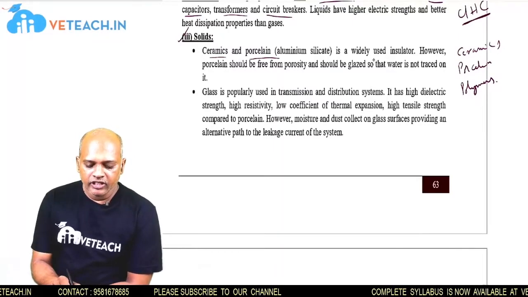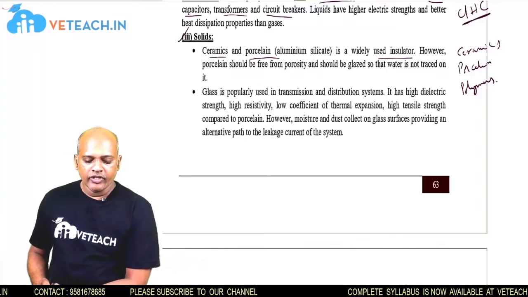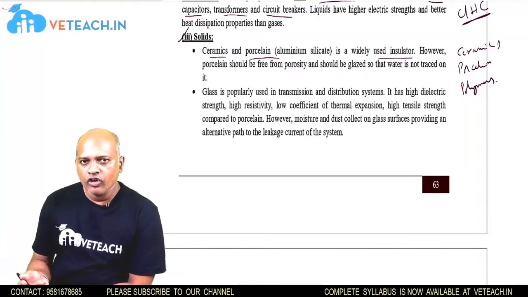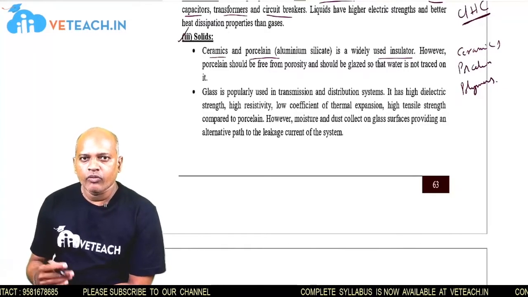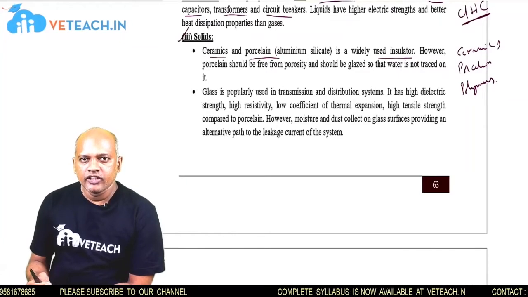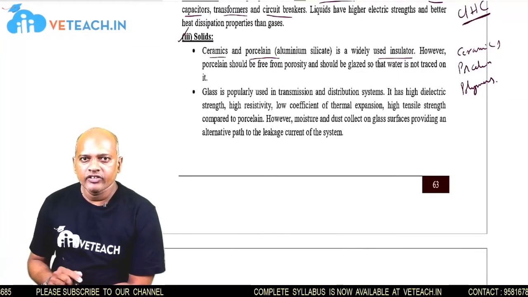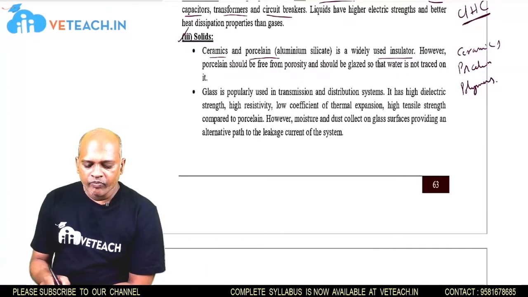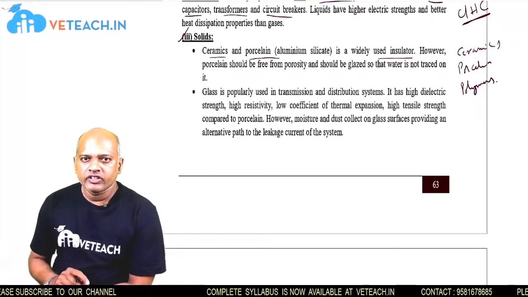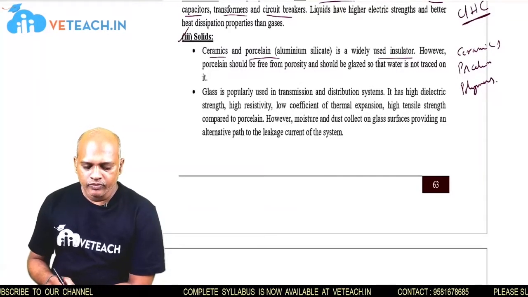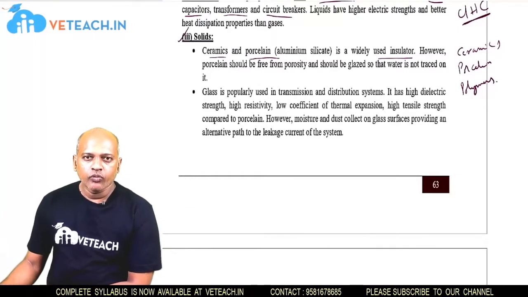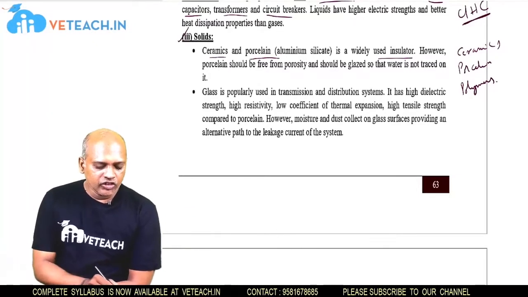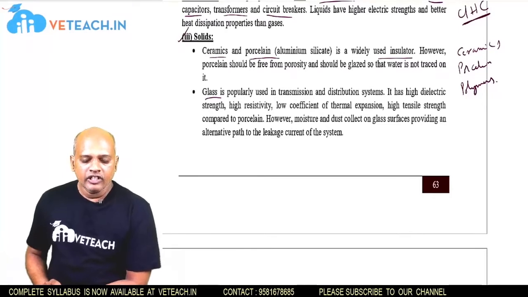Porcelain is generally used as one of the best electrical insulating materials because it does not allow water, moisture, or any gases into or onto its surface, because it covers the total surface area without forming any pores. So it should be non-porous in nature. Glass is also one of the best electrical insulating materials.